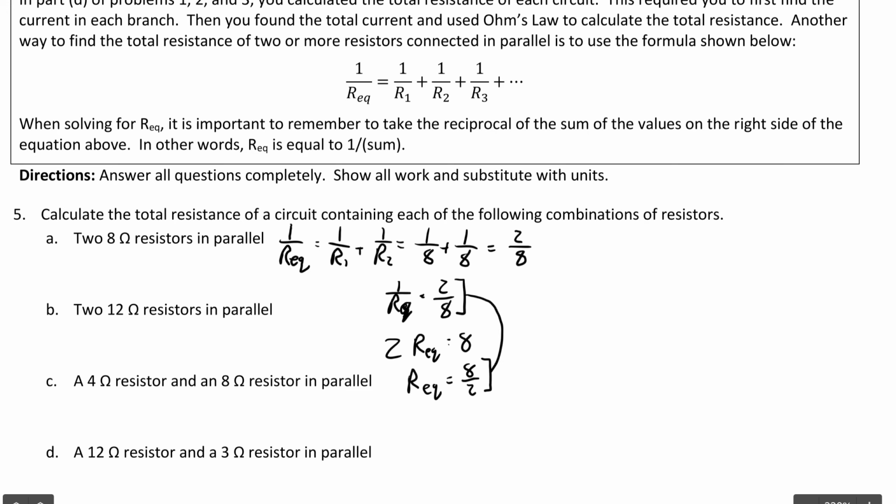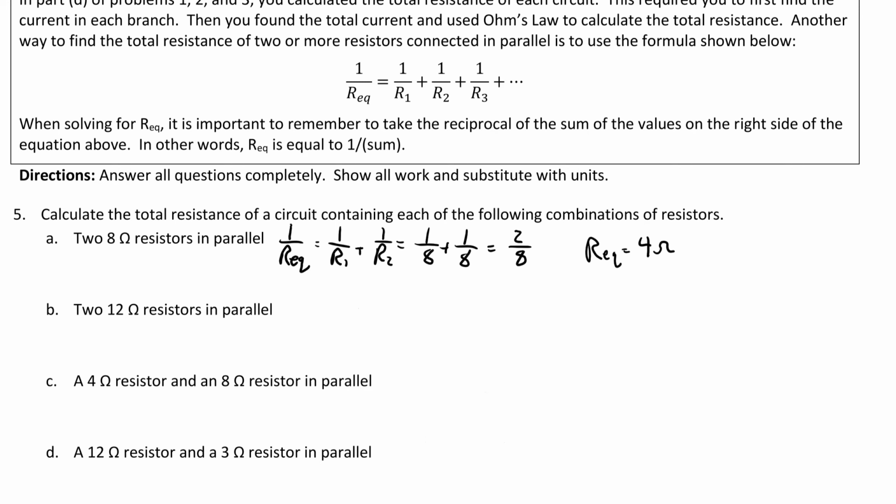So you're going to have to do this a lot. I don't recommend cross multiplying. I recommend just taking the reciprocal of both sides. 1 over Req becomes Req over 1. You flipped it. And then 2 over 8 becomes 8 over 2. And then you get Req is just equal to 4 ohms. So that's always going to be the last step. We take the reciprocal and then we simplify.